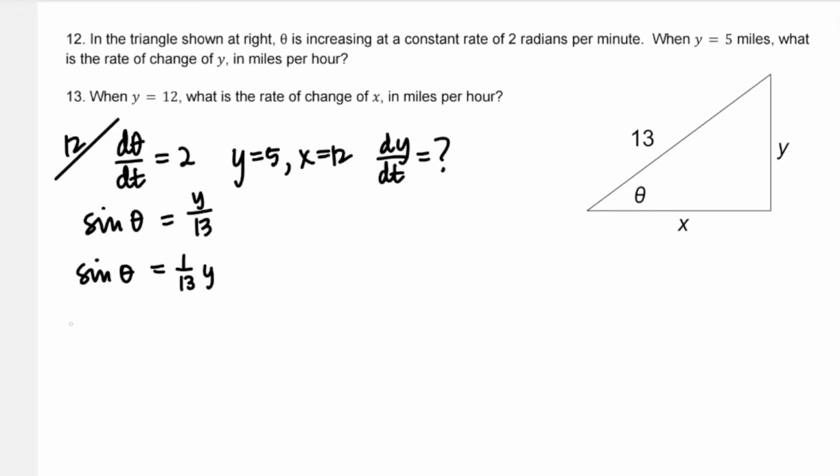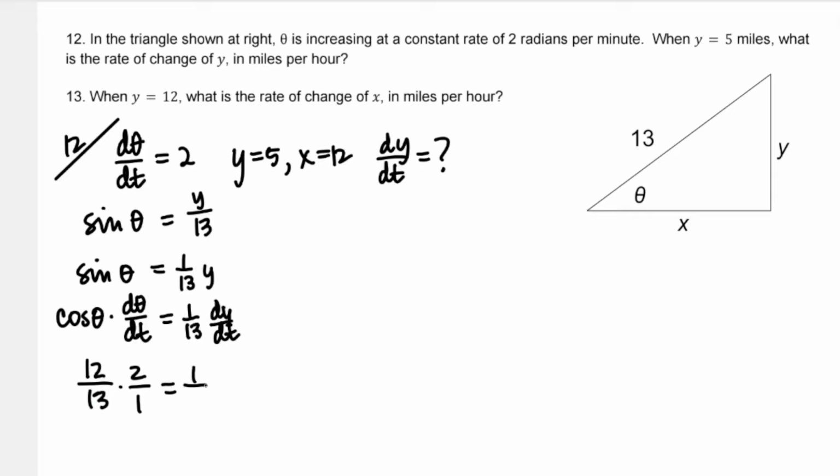And so if we take the derivative of this expression with respect to time, we take the derivative of sine theta, which would be cosine theta, times the derivative of theta with respect to time. That's going to equal 1/13 of the derivative of y with respect to time. That's dy/dt. And I've got all the pieces I need to figure out cosine theta. Okay, I know that x equals 12 at this moment, and so cosine is going to be 12 over 13. So 12 over 13 times d theta/dt, which was 2, is going to equal 1/13 of dy/dt.